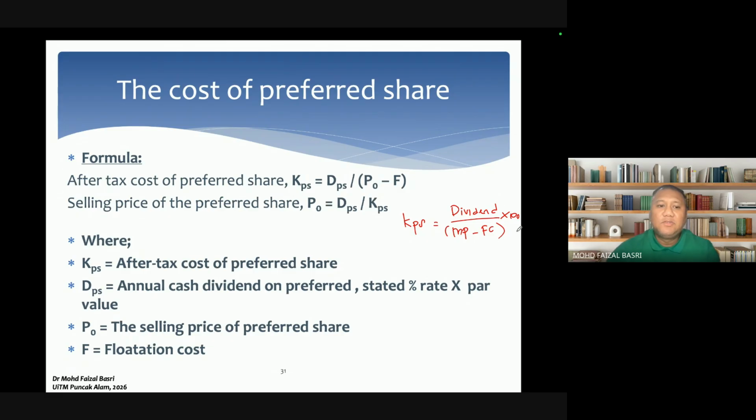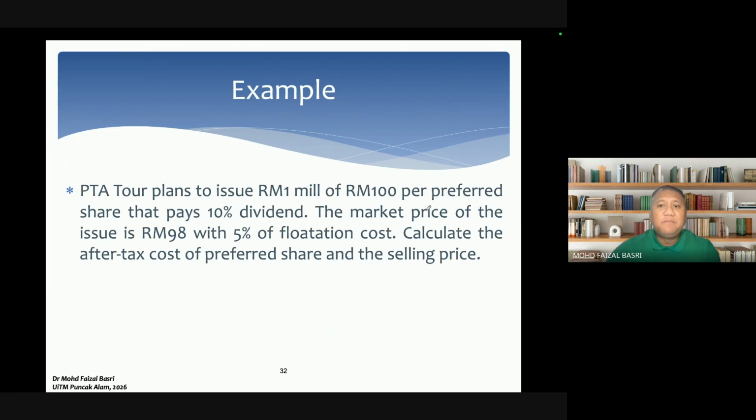Okay, kita darab dengan 100 to get it in percentage. So 3 items, dividend, market price, and also the flotation cost. So you don't have to worry about selling price lah. I takkan tanya lah pasal cari selling price. So we just concerned about the cost.